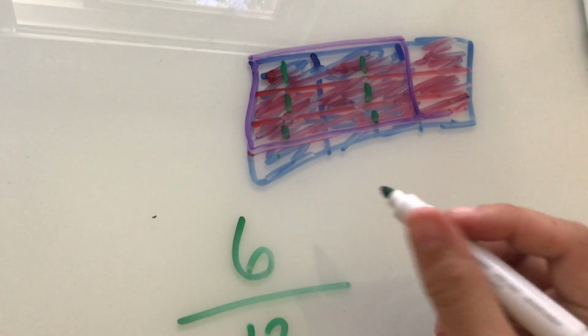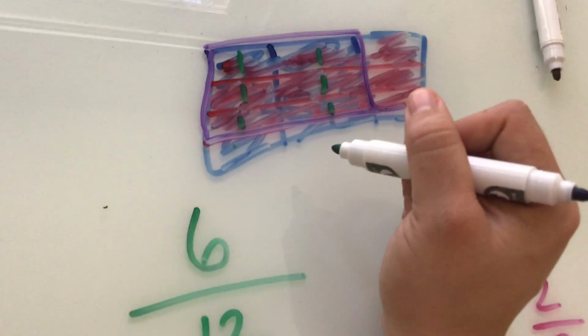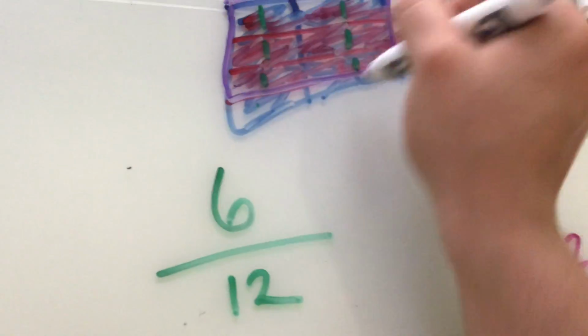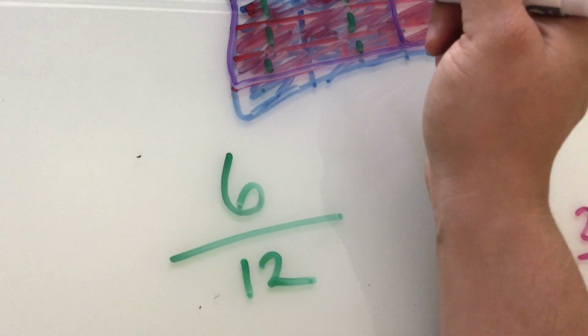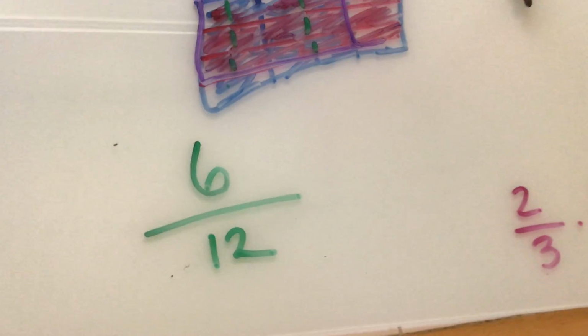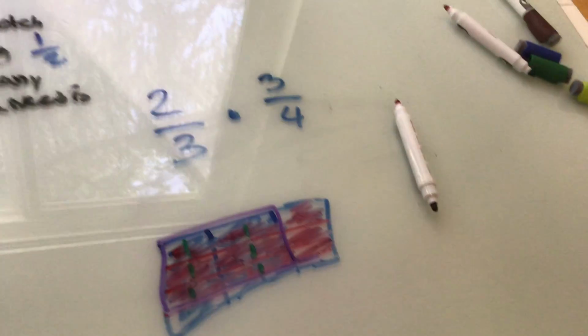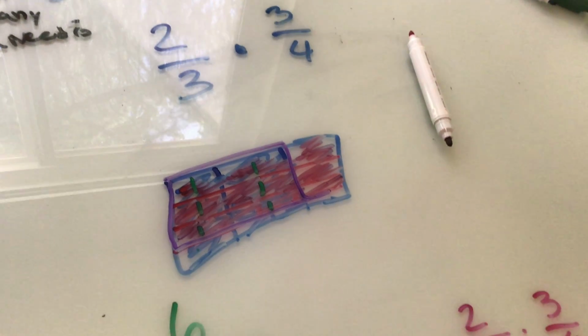Now the common mistake when doing this is they look at everything they've shaded in. You're only looking at the overlapping pieces where both sections are shaded in. And that is how you do the area model, guys, and that's how you have 2 examples of how to do visual models for multiplying fractions.